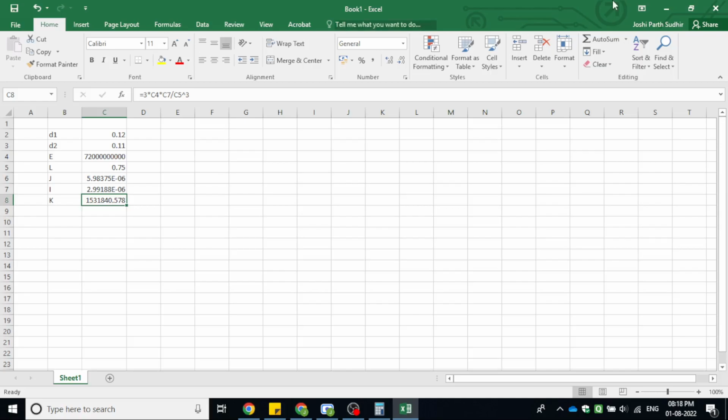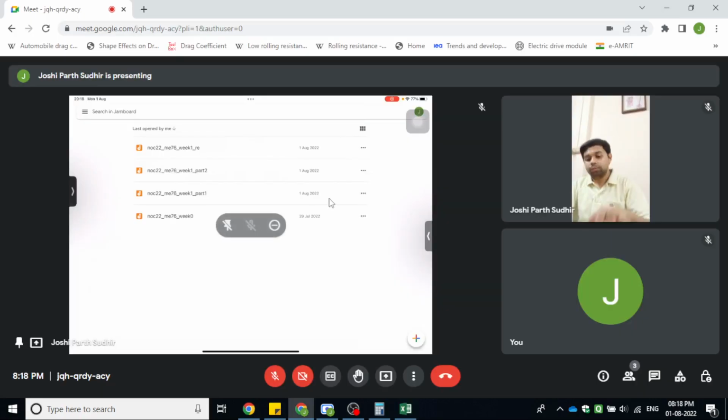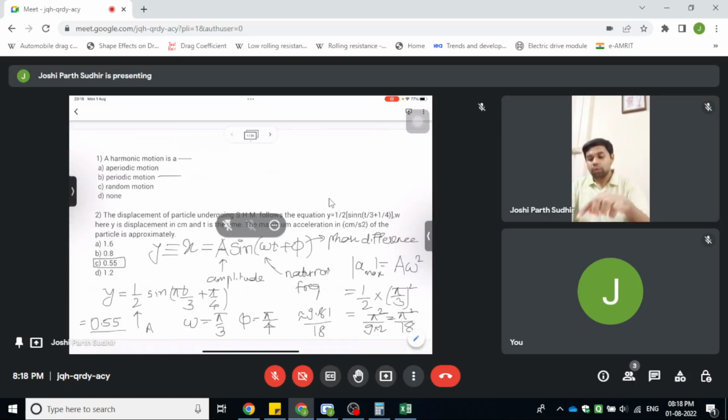So we have gone through some of the problems which are related to basic harmonic motion. How do we represent any harmonic motion in terms of its angular frequency, as A sin(omega t plus phi). So we discussed how we can calculate the natural frequency, amplitude and phase difference. So based on the amplitude, natural frequency and phase difference, we can write the expression for any simple harmonic motion.